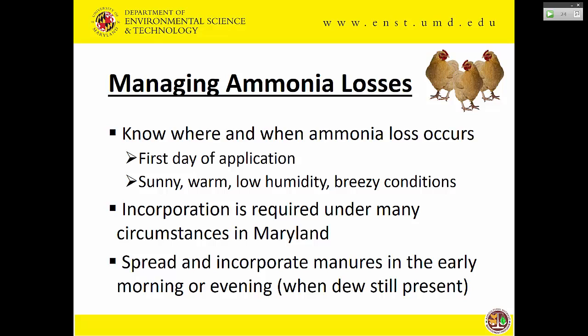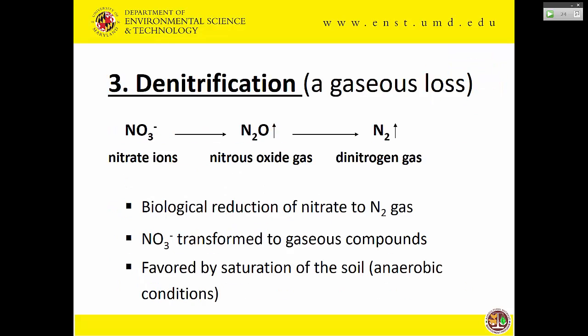The first day of application, for example, if it's sunny, warm, low humidity, with a lot of wind, can accelerate this loss. Incorporation is key, and I think this is required in Maryland. I don't know, but you can tell me. So again, the idea here is to spread and incorporate manures early morning or evening when the conditions are not so hot or breezy. That can also minimize these losses.